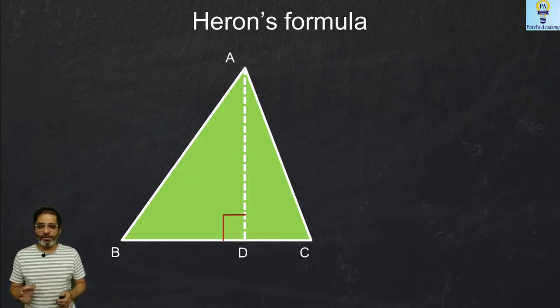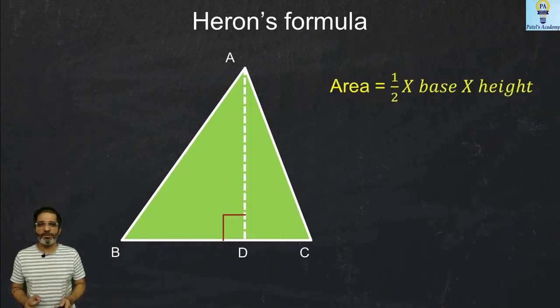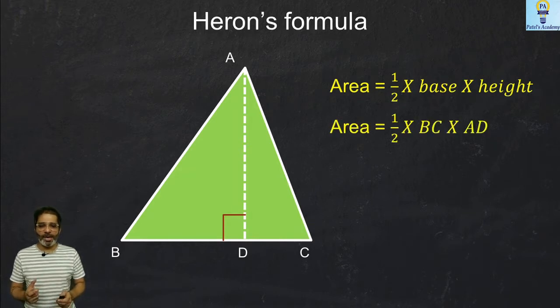For this particular triangle, if I want to find the area, what is the formula for the area of a triangle? That is half into base into height. We use this formula because we know the base and we know the height here. The base is BC and the height is AD. So I can say that the area is half into BC into AD.